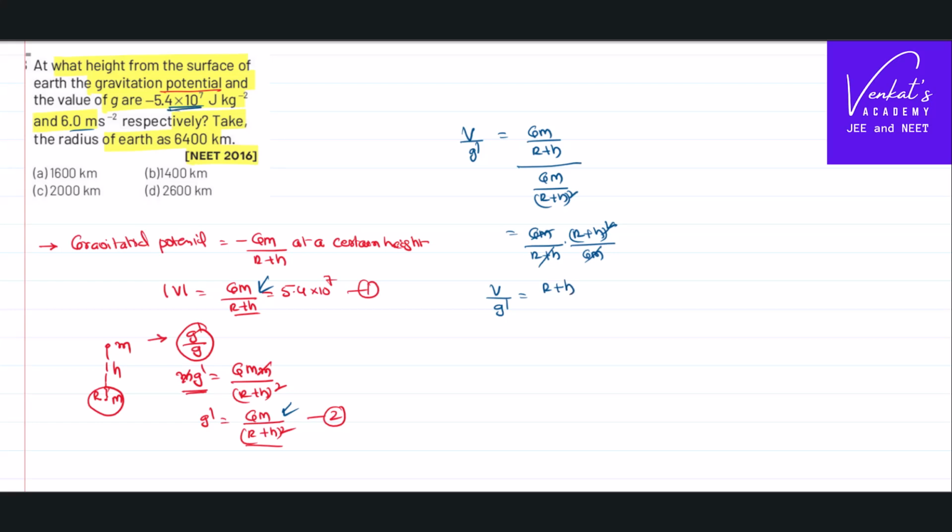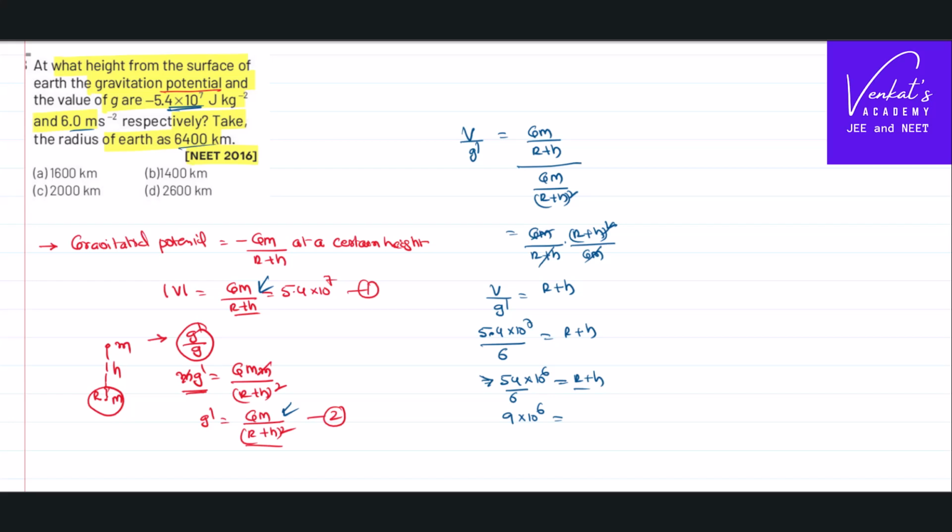V value is given as 5.4 into 10 power 7. g dash is given as 6. So r plus h equals 54 into 10 power 6 by 6. I just eliminated the decimal point to make the calculation easy. This equals r plus h, which is 9 into 10 power 6.